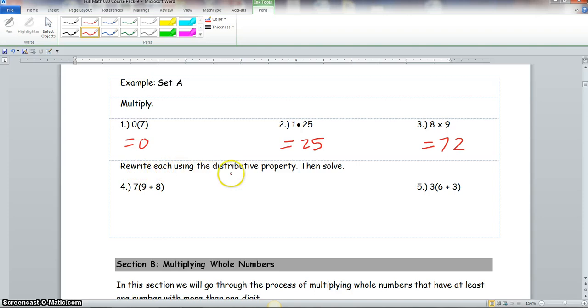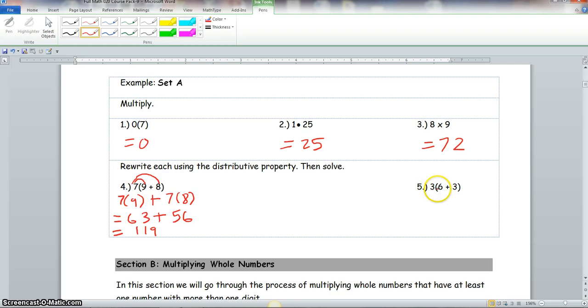Now it says here, rewrite each using the distributive property, then solve. So what we need to do is take this 7 and multiply it by both of these terms. So we will have 7 times 9 plus, since that 7 is positive, plus 7 times 8. Remember, we multiplied this 7 by the 9 and also this 7 by the 8. So 7 times 9 we know is 63, plus 7 times 8 is 56. 63 plus 56 will give us 119.